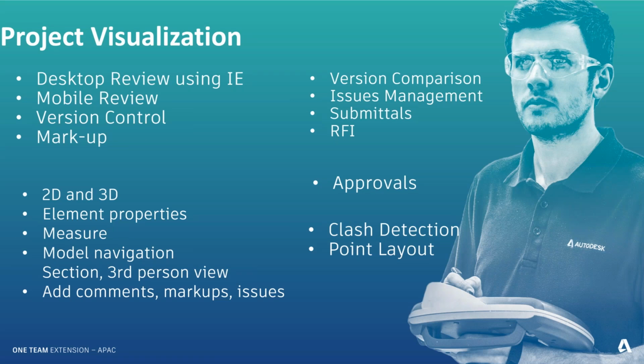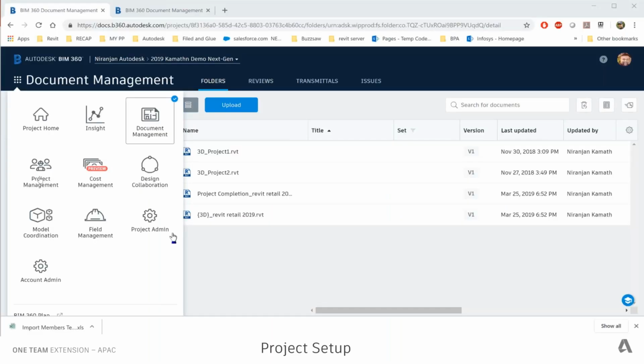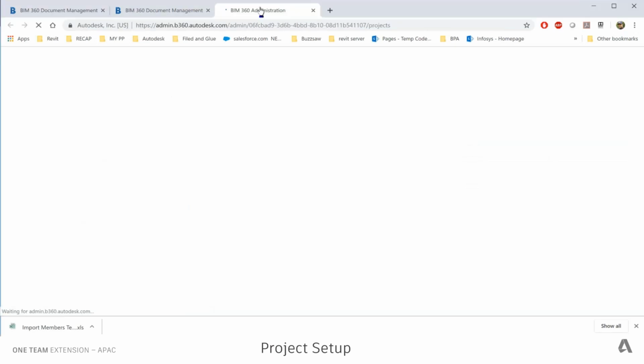So let's see the first part, how we create a project. It is the simplest part here, but it is also a very critical part. So let's see the project creation part. In BIM 360, we have something called account admin, and in account admin, we get these tabs. The first one is the projects, the different projects that we have, then members, companies, and so on.